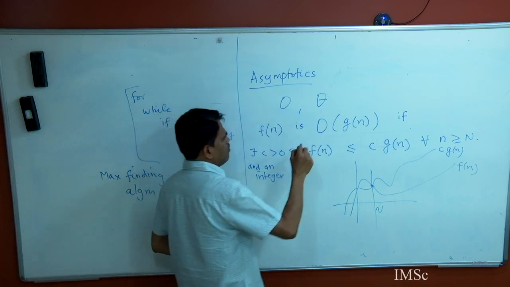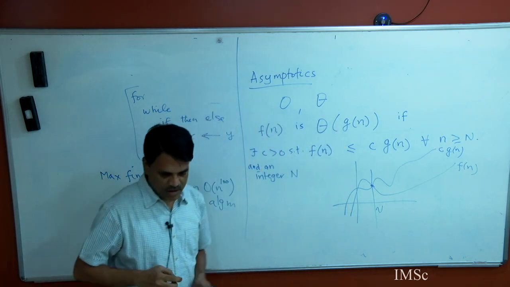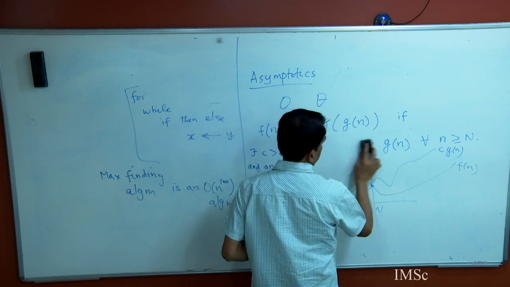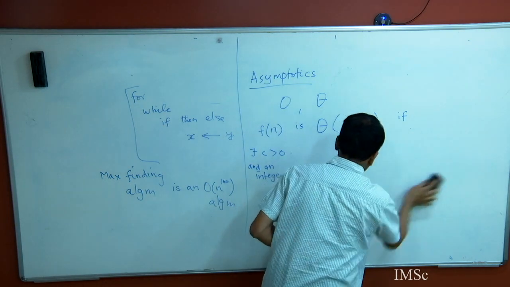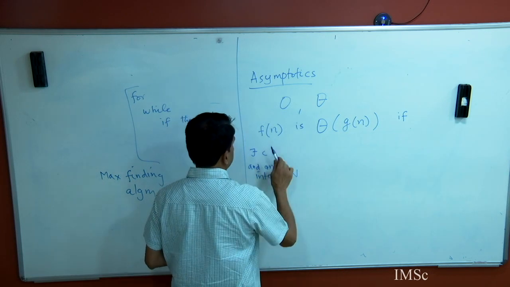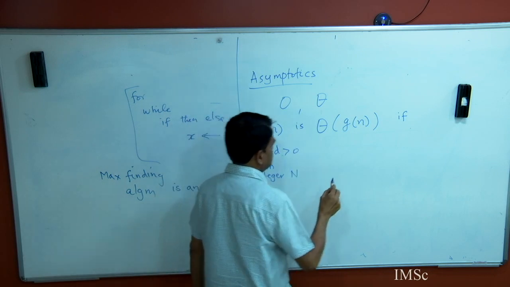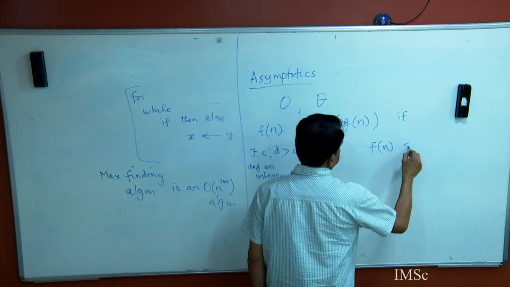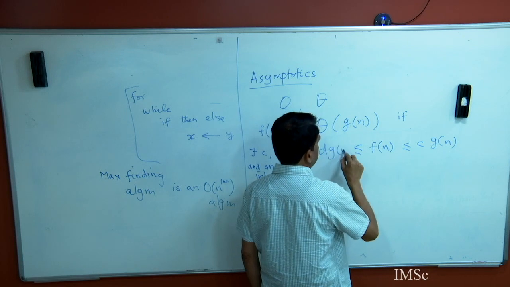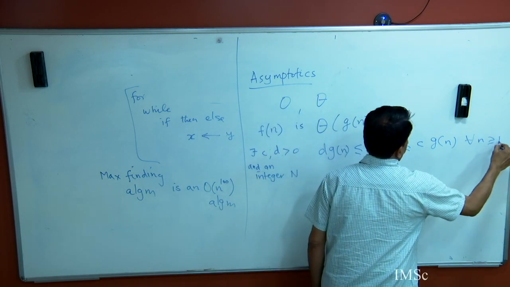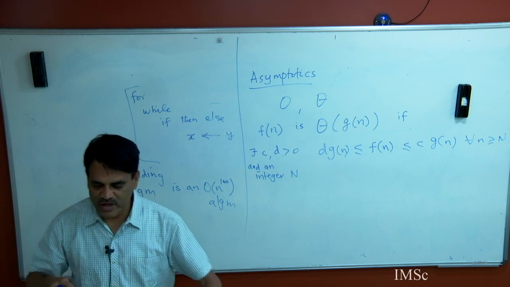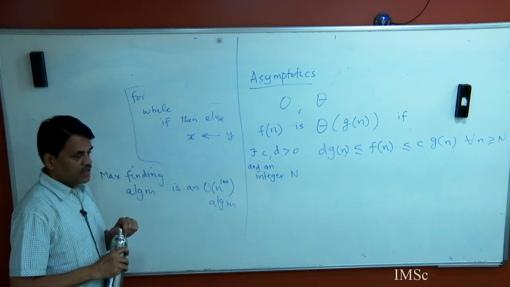So f of n is theta g of n if there exists c greater than 0 and let's also say d greater than 0 and an integer capital N such that f of n is less than or equal to c times g of n, but greater than or equal to d times g of n for all n greater than or equal to capital N. Okay, so that means it's sort of upper bounded and lower bounded by g of n, right?